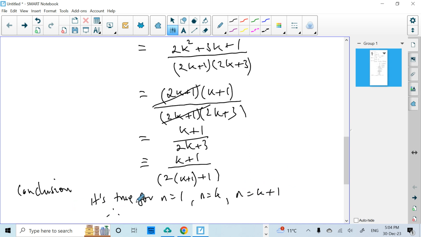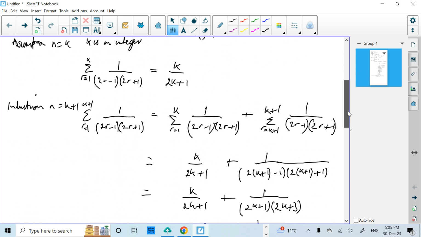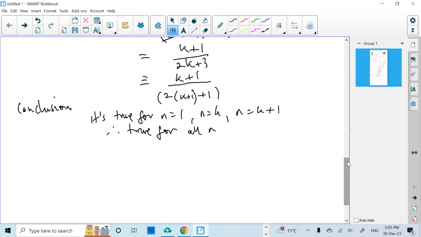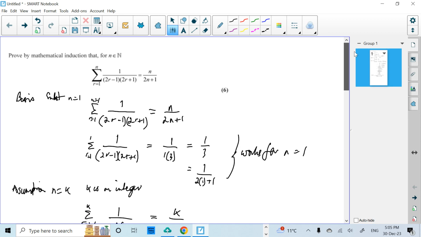Therefore, true for all, and now this is in the question. We go back to the question, and it says true for n in the set of all natural numbers. So we can write it like that. Here we go. There we go. And I'm over time. 11 minutes, a bit too long, but there you go for 6 marks.